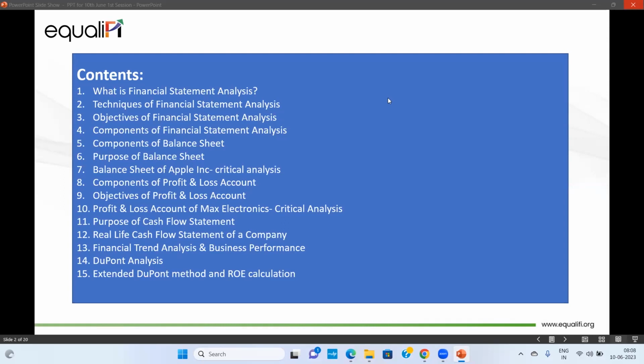Then we are going to understand the purpose of the cash flow statement. We'll discuss a real life cash flow statement of a company. We'll discuss financial trend analysis and business performance. And then we'll go to Dupont analysis, and there is an extended Dupont method and ROE calculation. So these are the things we are going to cover in session 1. In between, wherever you are getting stuck, please note down your queries. Then we are going to have a Q&A session where you can discuss all your doubts and I'll be answering. Fair enough?